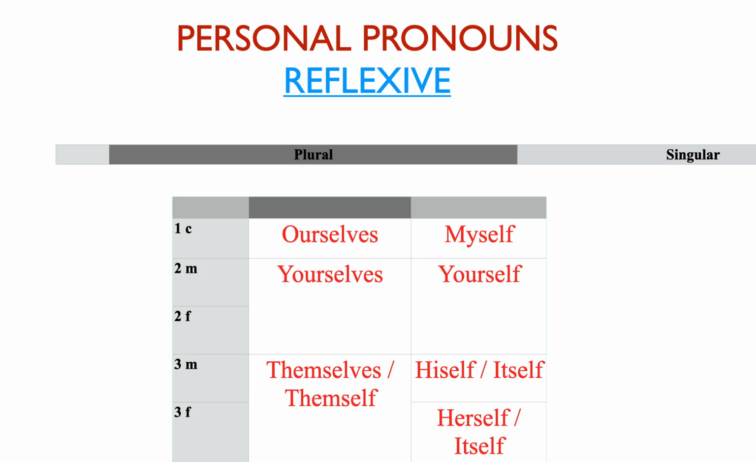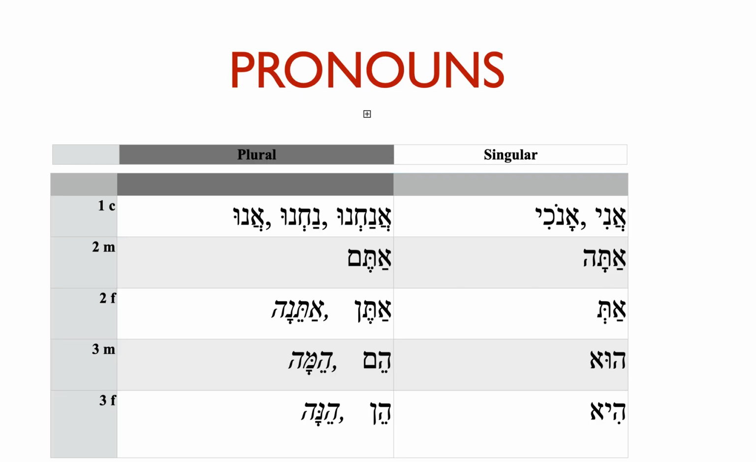In Hebrew, the pronoun chart looks like this. The first person is ani, anoki, that's the first person singular. The first person plural is anachnu, nachnu, or anu. These different versions all mean the same thing, they're just a short version of the same thing.